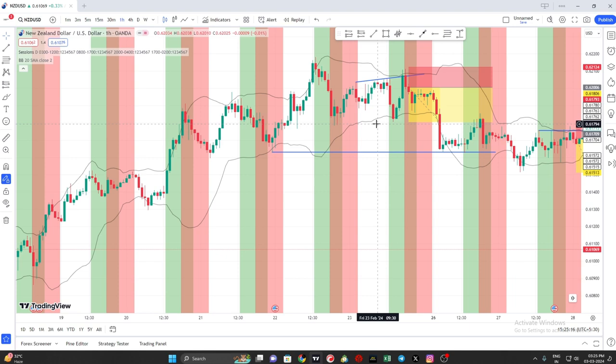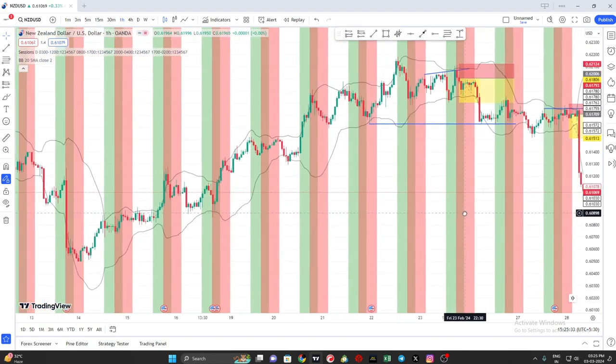So for searching this kind of setups, it's very simple. It's a 1 hour chart. It's not too fast. You can come to the charts and you can find this kind of setups in any pair. So you can find this setup in any pair available in TradingView. So let me show you some other examples from some other pairs so that you can get it clear.